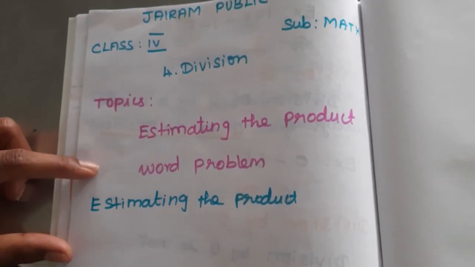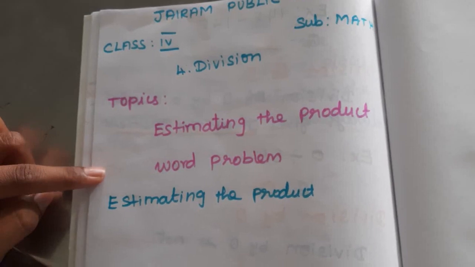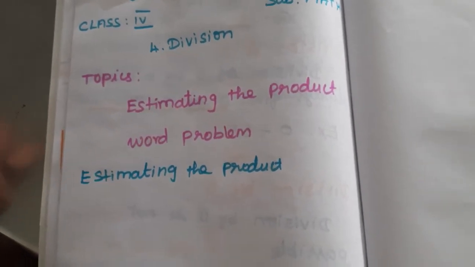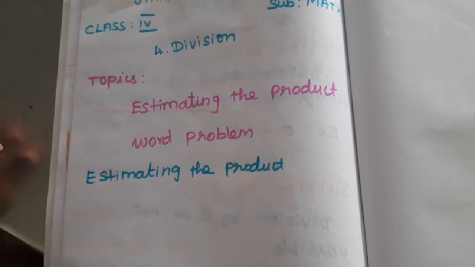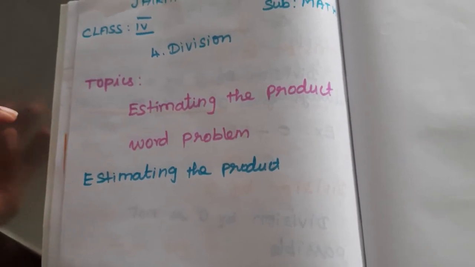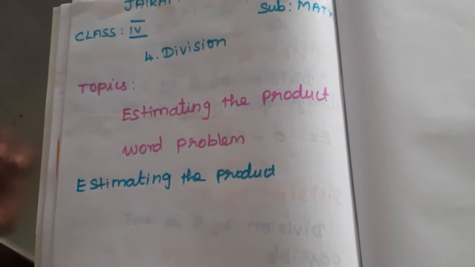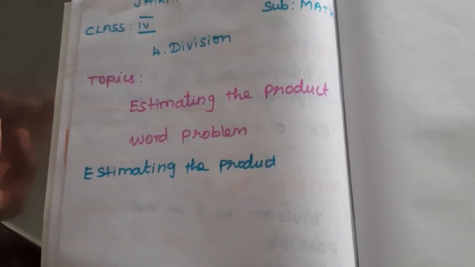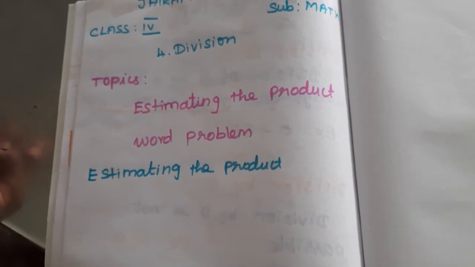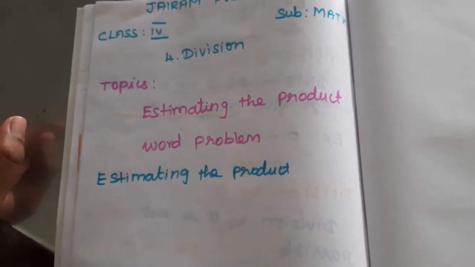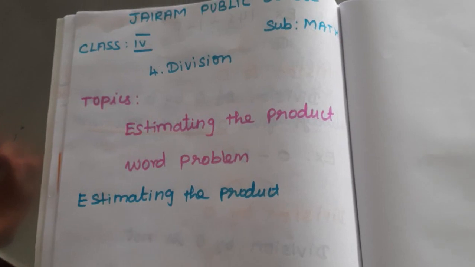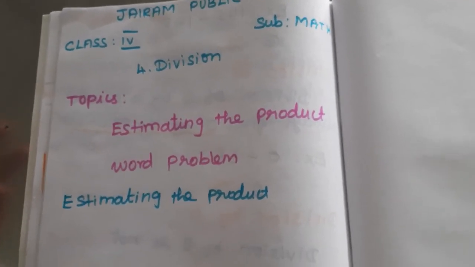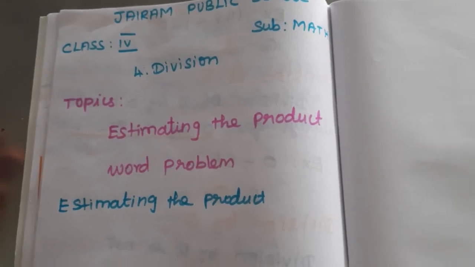We already discussed what estimation is. Estimation means we have to apply the rounding off concept. Rounding off concept we can divide into two parts. What is that? Yes, very good. That is nearest to tens, and another one is nearest to 100. First we have to recall the nearest to tens and nearest to 100 rules.